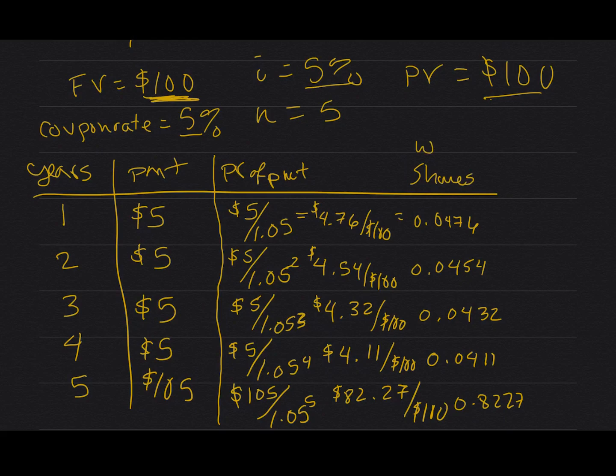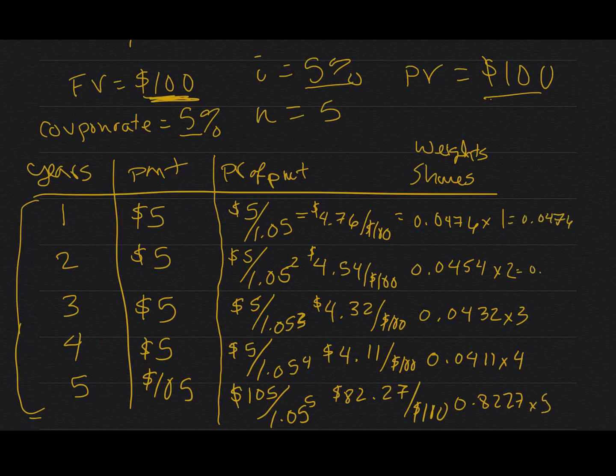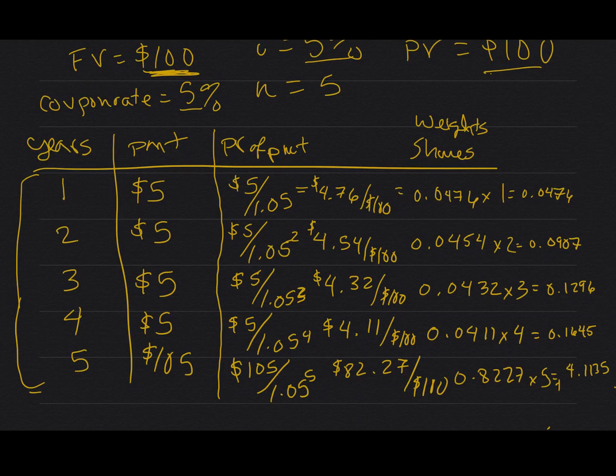These are the weights that we are going to use to calculate the weighted average of the years that payments arrive. So our next step is to multiply each share by the year that the payment arrives. Our final step is to just sum all of these numbers up. That will give us our weighted average of the years that payments arrive, or our duration.